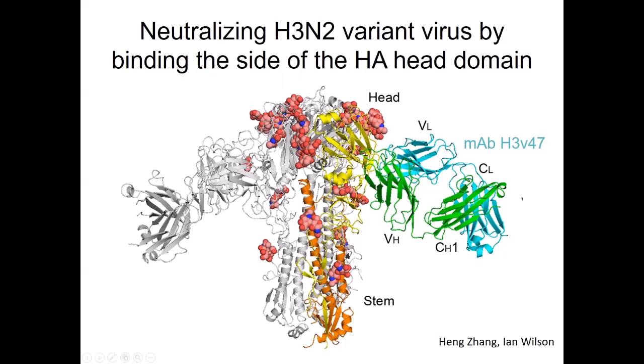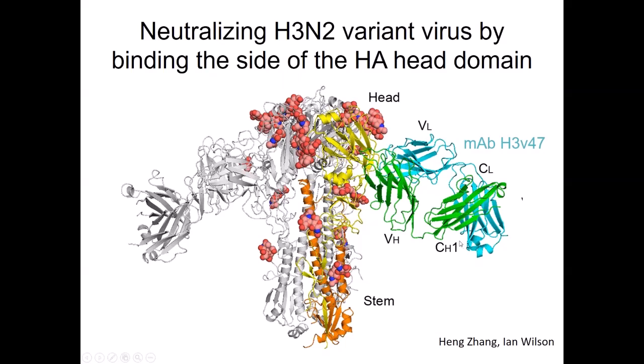So this is a third class of antibody that binds to the side of the HA head, which is relatively conserved, actually. This binds to a region that some have termed the vestigial esterase domain, because there was a putative legacy enzyme site that's no longer used. So this particular antibody, which we got again from an H3 variant vaccine trial, binds to the side of the HA head, to the vestigial esterase domain.